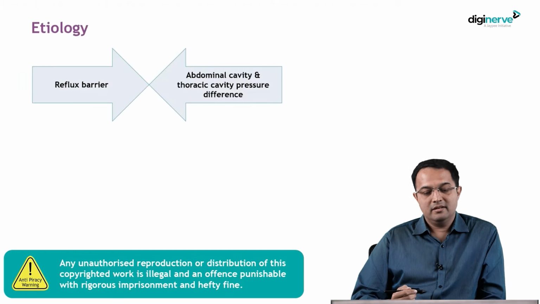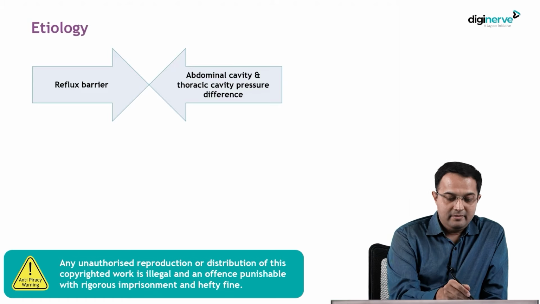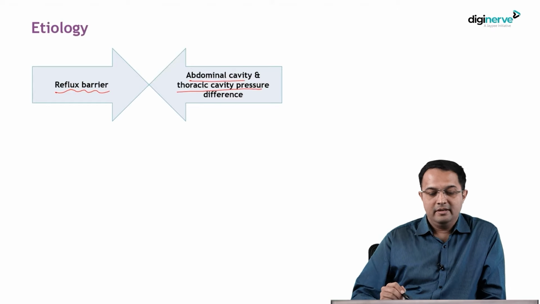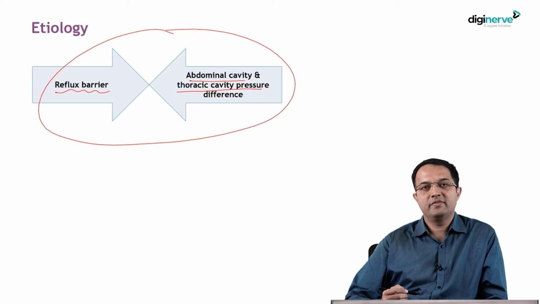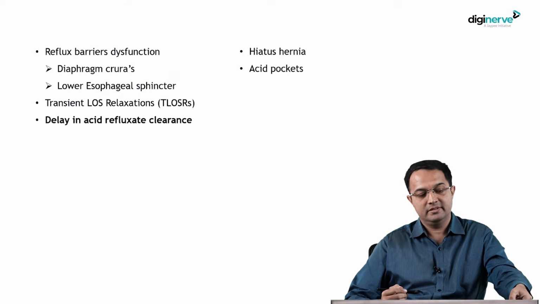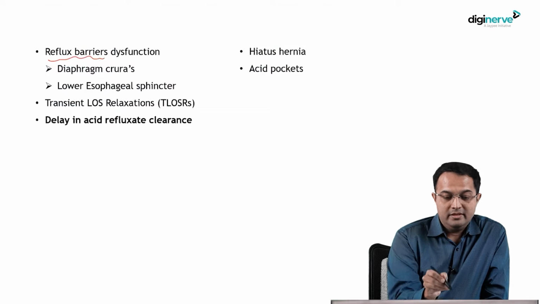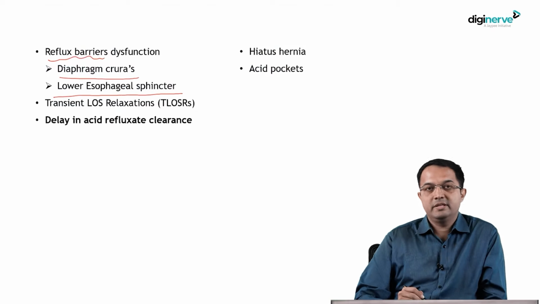So what is the etiology? Generally the reflux is avoided because of the reflux barrier, and also because there is a pressure difference between the abdominal cavity and the thoracic cavity. If this is disrupted, then the patient may have gastroesophageal reflux disease. So what are the reflux barriers? One we have is the diaphragmatic crura, and then there is the lower esophageal sphincter.